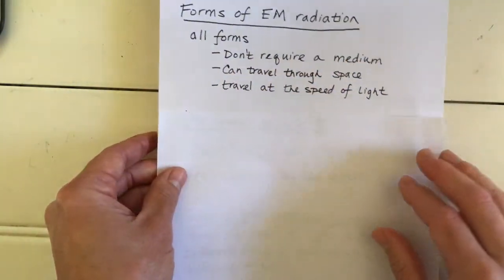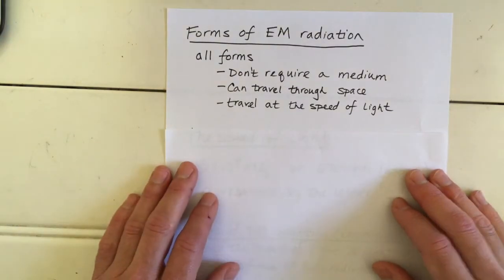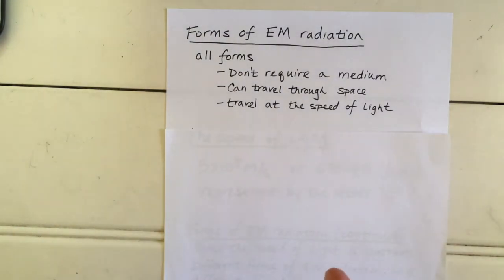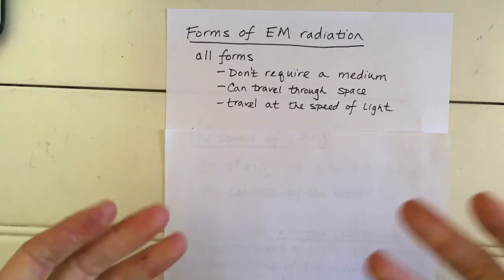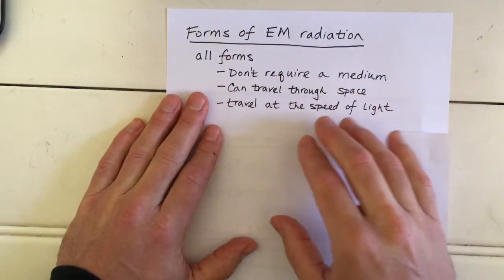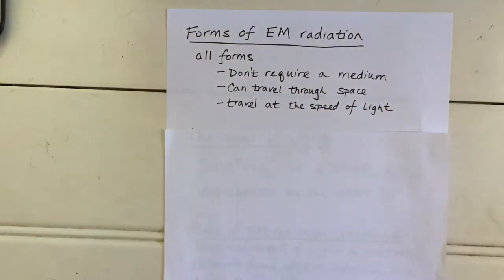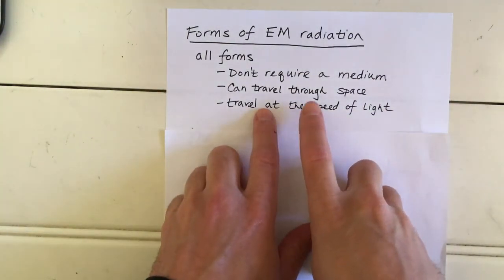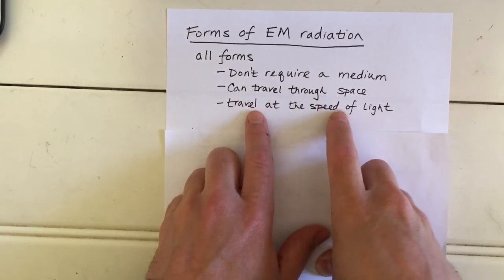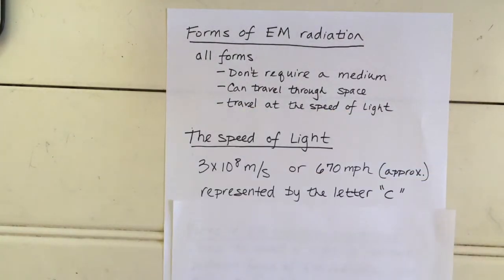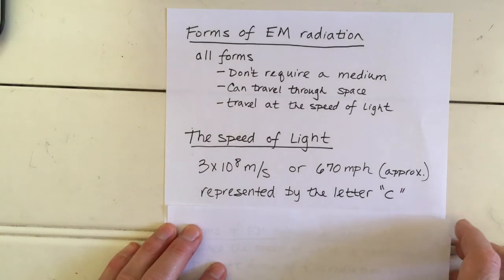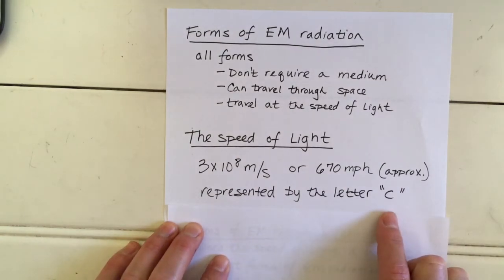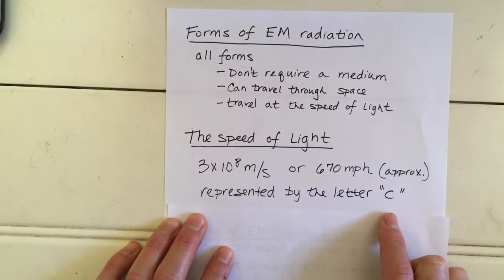All forms don't require a medium. And we mentioned this before. This is how the sun can give off visible light and ultraviolet light that we can't see, and it can travel through outer space and reach us. All forms of radiation, radio waves, microwaves, X-rays, travel at the speed of light. So we should address what that is. We like to represent the speed of light by the variable c, or the constant c.